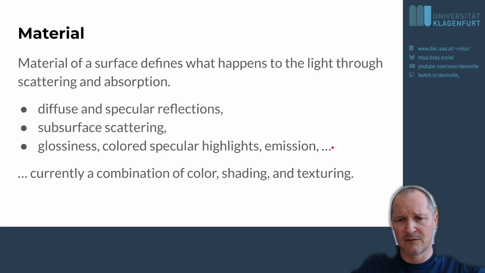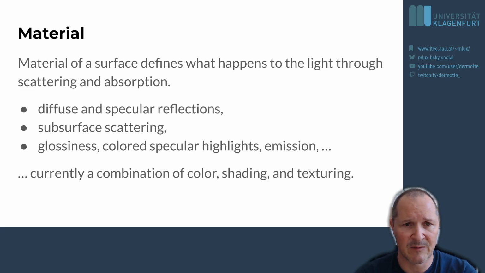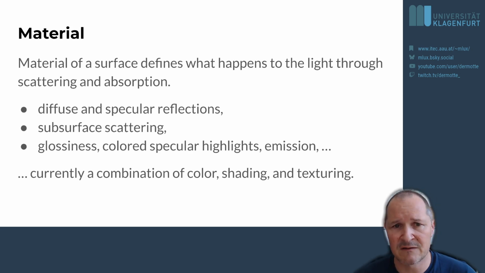Okay, so many ideas what you can do. What they all come together is that depending on the model and the material used, shading and material actually defines what happens with the light on a surface through scattering and absorption. We can have diffuse and specular reflection, subsurface scattering, glossiness, colored specular highlights, emission, and so on and so on.